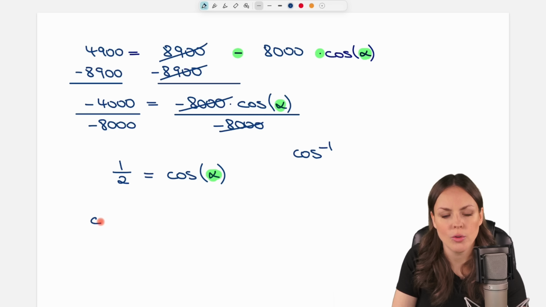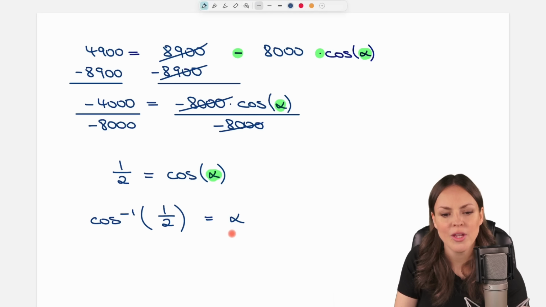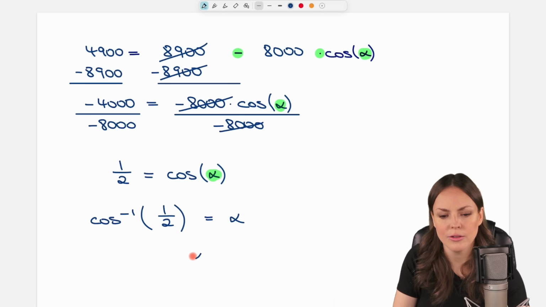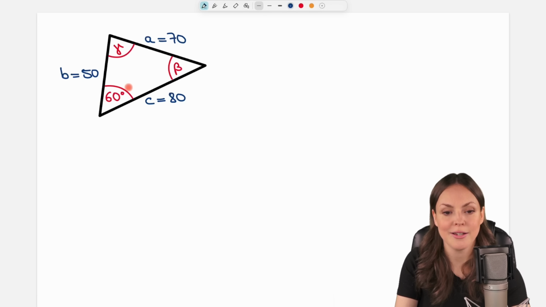So we have cosine to the power of -1 of the left side, the 1/2. And on the other side, if we apply this, the cosine here will disappear and only alpha is left. Now you type this thing here into your calculator and get a result for alpha of 60 degrees. We found our first angle. There are 2 more to go.